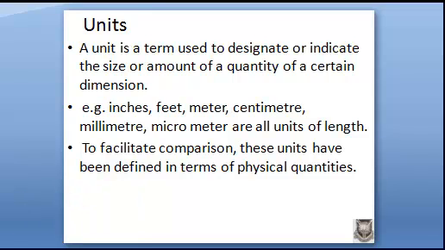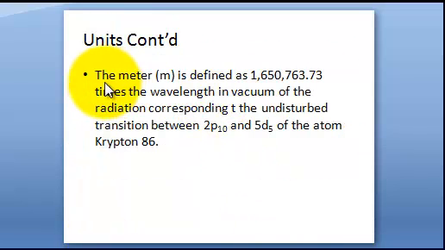For instance, meter has been defined as 1,650,763.73 times the wavelength in vacuum of the radiation corresponding to the undisturbed transition between 2p10 and 5d5 of the atom krypton 86.